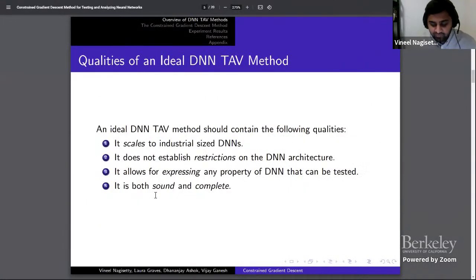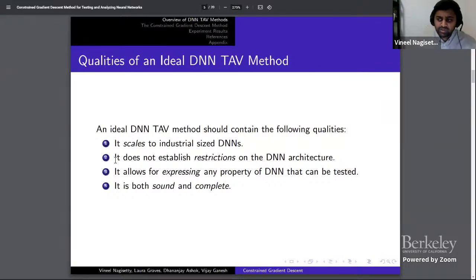Now that we've defined the problem that the DNN TAV methods are aimed to solve, let's look at some properties that an ideal TAV method would have. For one, it should scale well. It should scale to industrial-sized DNNs. Industrial-sized DNNs like GPT-3 use hundreds of millions of parameters, and most tools currently do not scale to that.